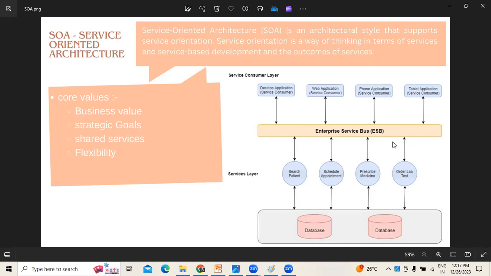Understood? Clear? Yeah, I understood. Right. So we'll discuss ESB separately tomorrow, then I'll go to the value systems. Clear to you? Yes.